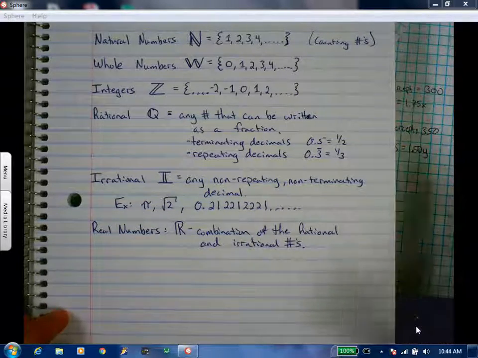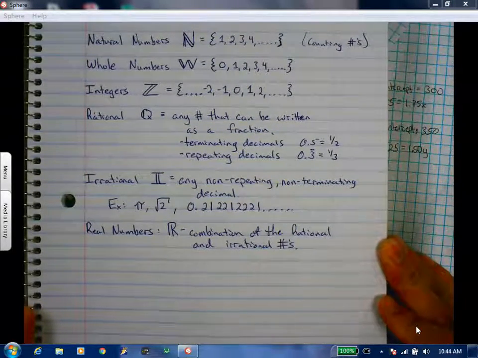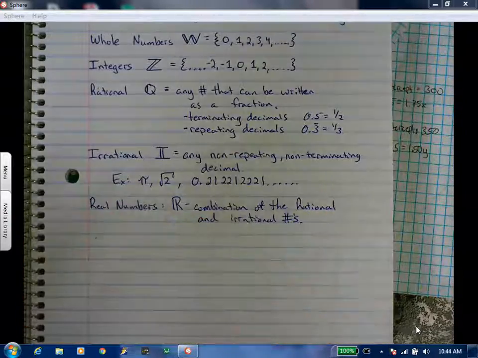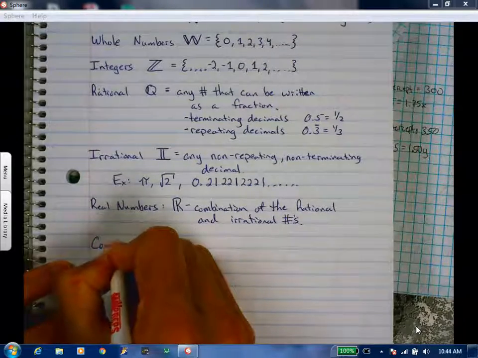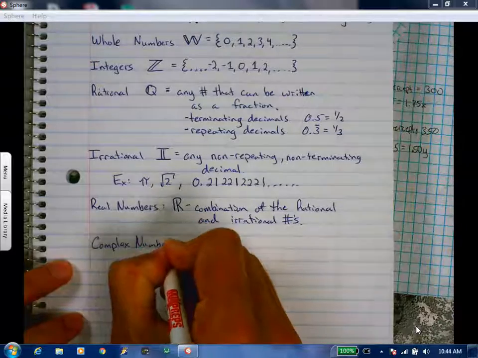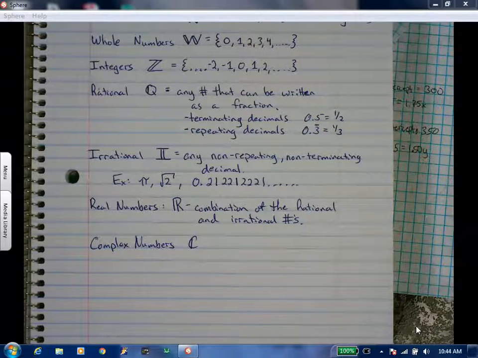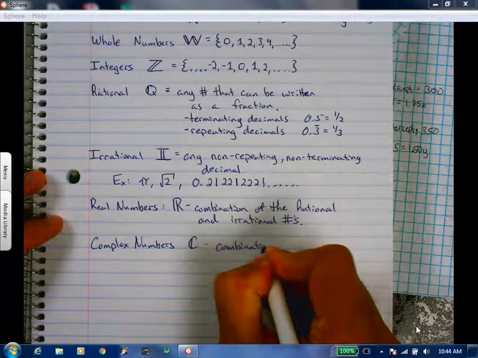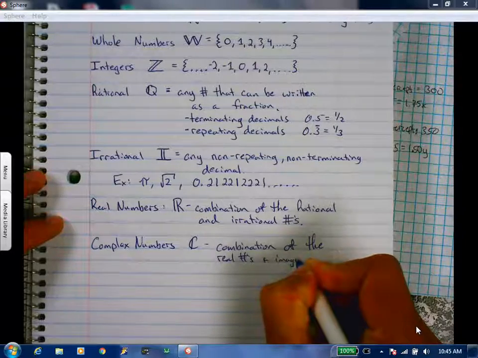Okay, but these are not all the numbers that we have. Which ones are we forgetting that we reviewed earlier a few weeks ago? Imaginary numbers. So if we put the imaginary with the real, what did we call those? When you have an imaginary part and a real part. Complex numbers. Aren't you glad you came today? That's going to be a C. So this is a combination of the real numbers and imaginary numbers. There you have them all.